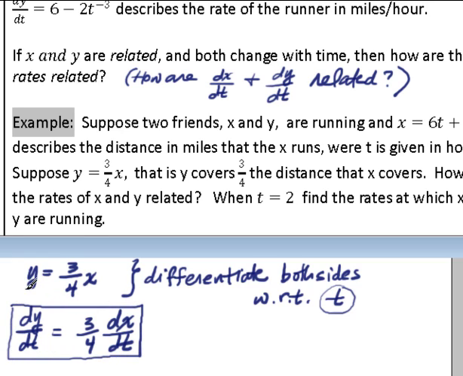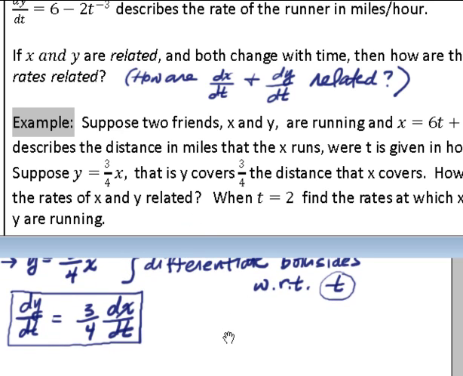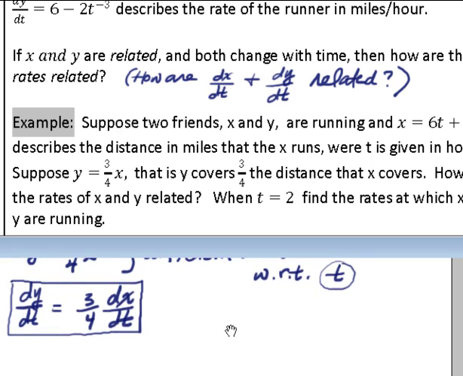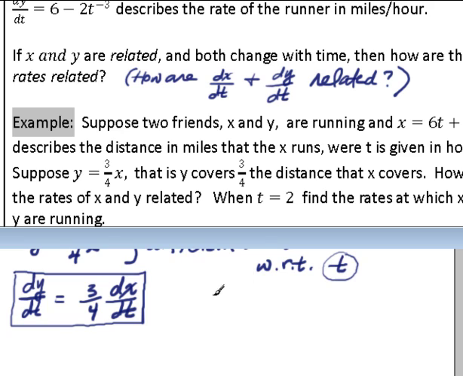And again, we got it just by differentiating the equation that tells us how x and y are related, just differentiating this with respect to t. Let's answer the second part. It says when t equals 2, find the rates at which x and y are running. All right, so let's do that.